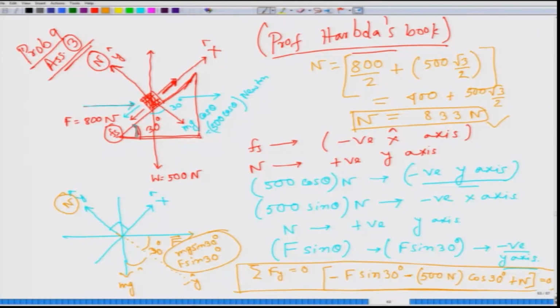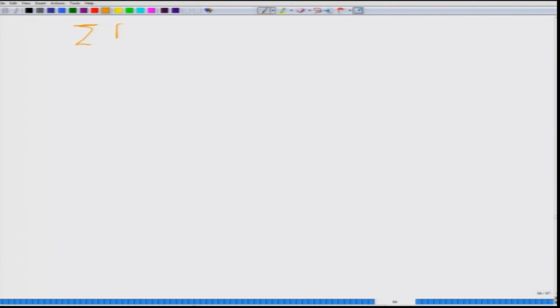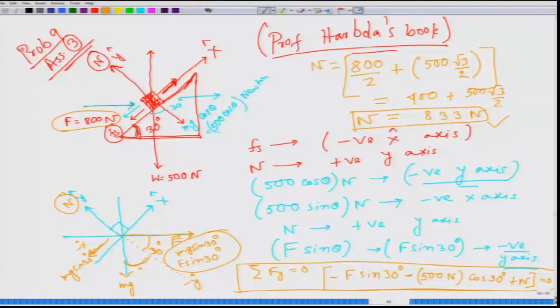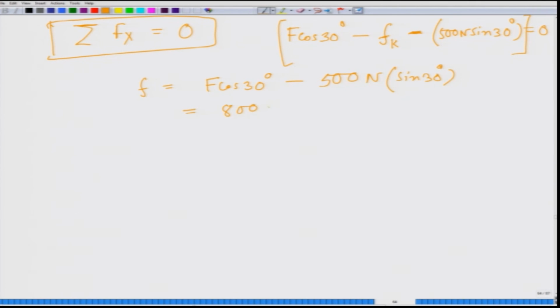Now I have to find out the frictional force as well. So, let us look at the forces that are acting on this along x direction. Summation of all forces is 0. So, now I get the frictional force F is equal to F cosine 30° minus 500 Newton sine 30°, and the force is 800 Newton, that we already have seen here. So, I write 800 cosine 30 is root 3 by 2 minus 500 sine 30 is half, which is equal to 442.8 Newton.